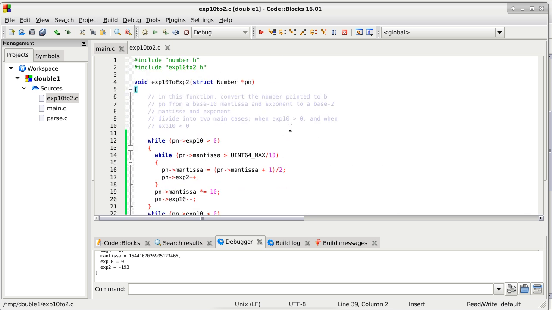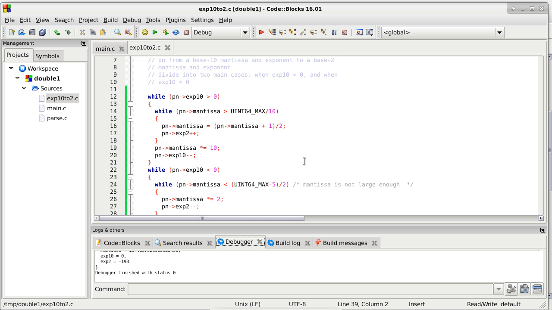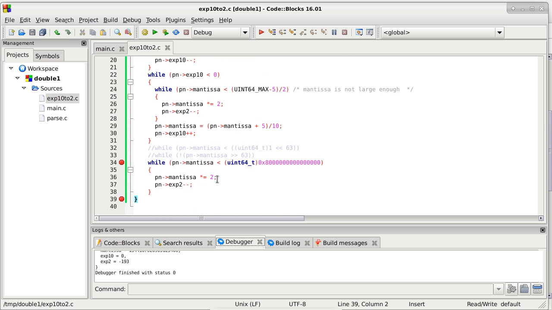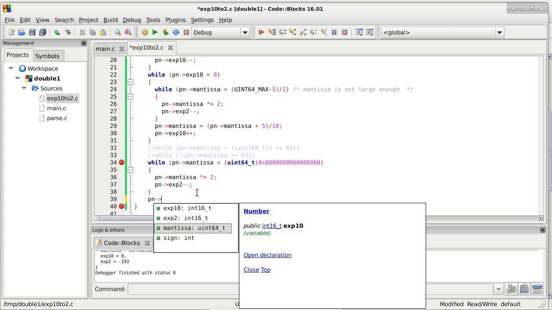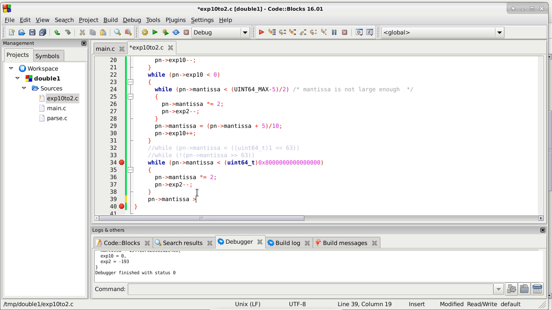Something is not right about this. Maybe it's because the program is not terminated. Yep, there we go. All right, so we'll do it step by step. The first thing we need to do is to right shift the mantissa. So PN mantissa, and we can do it like this. Okay, so we shift, and we get rid of bits that cannot be represented.